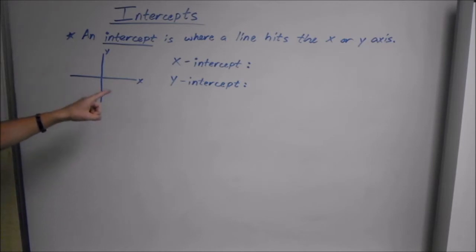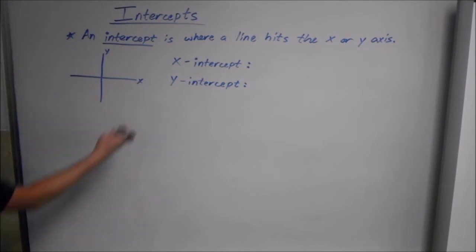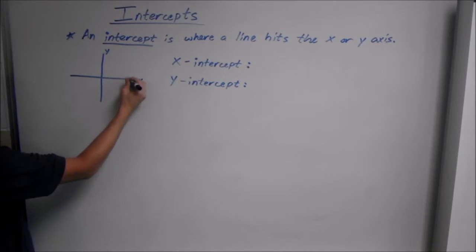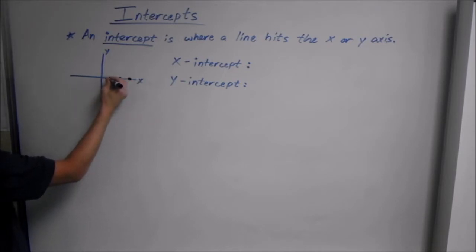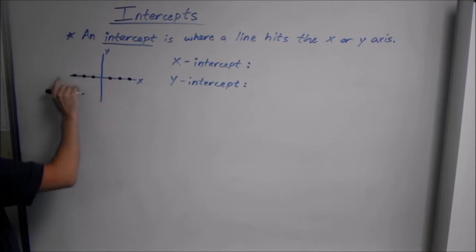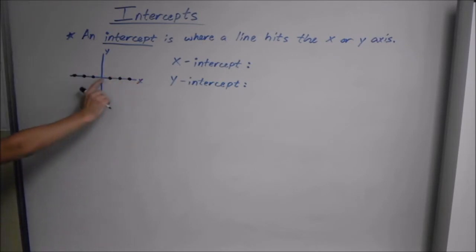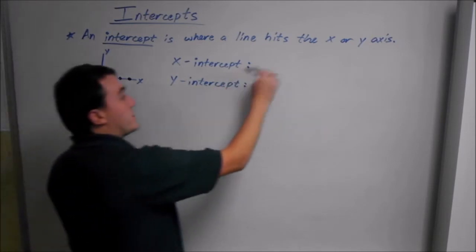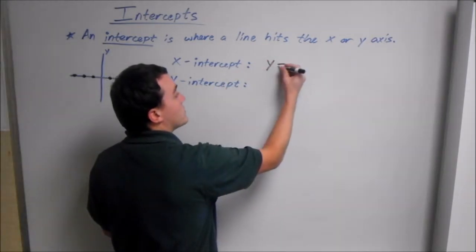An x-intercept is where it hits the x-axis. So it could be any point along this line. And all of these points have one thing in common. They all have different x values, but their y values are all 0. So to find an x-intercept, plug in y equals 0.